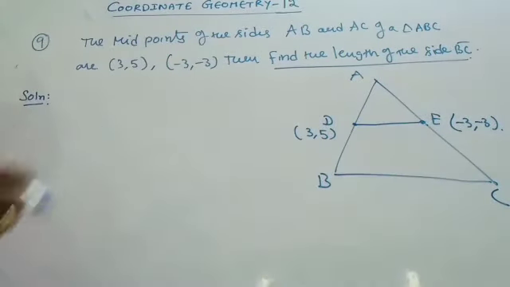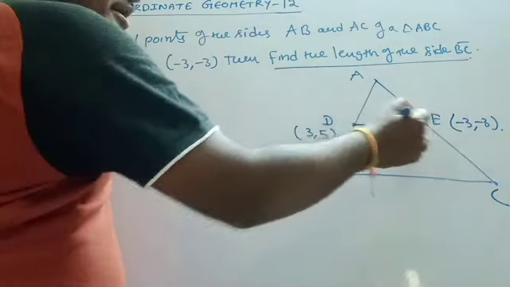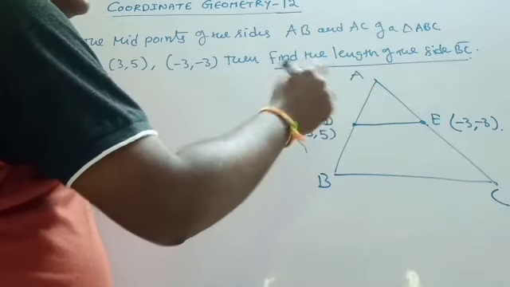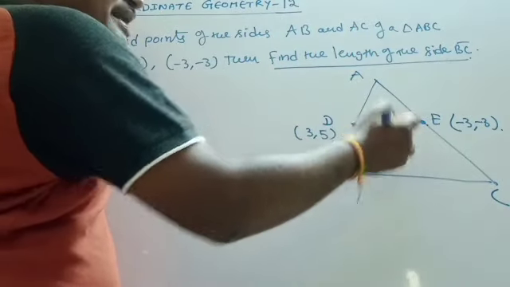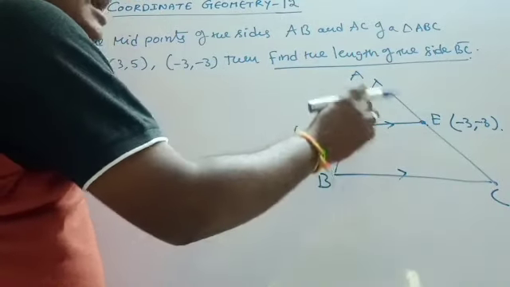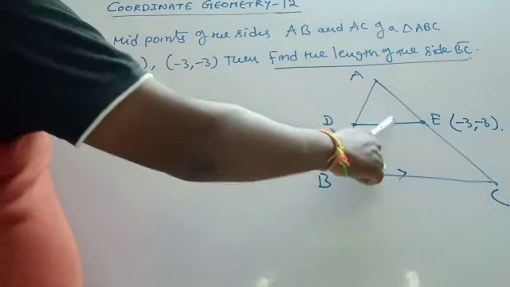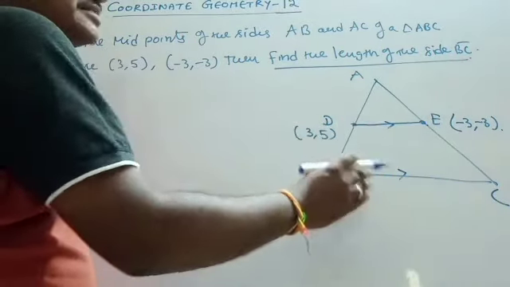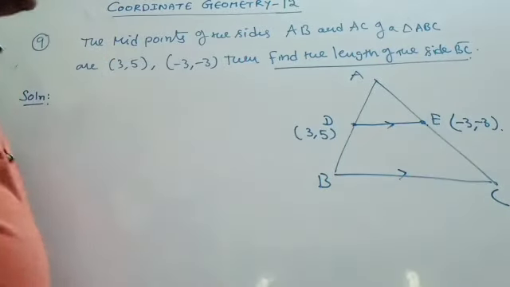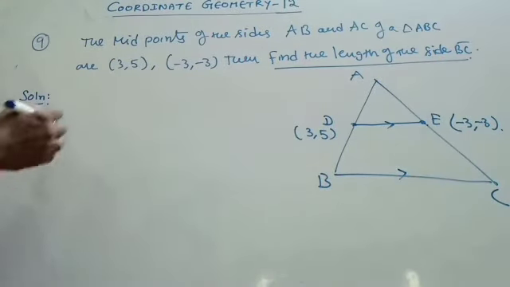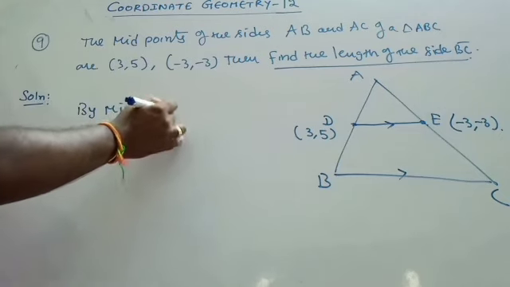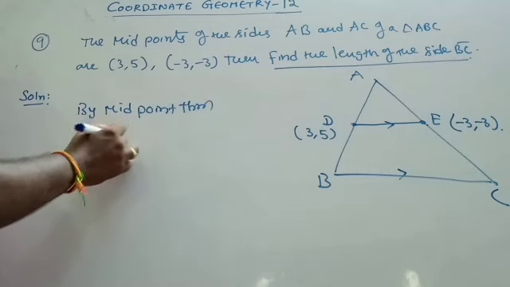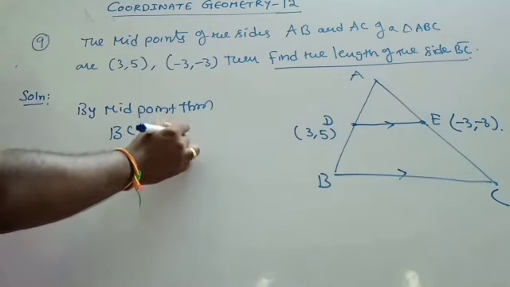My dear students, it is a very simple concept. You know the midpoint theorem: the line joining the midpoints of two sides of a triangle is parallel to the third side and half of it. So DE is half of BC. That means the BC length is double DE by the midpoint theorem. We are going to get BC equal to 2 times DE.